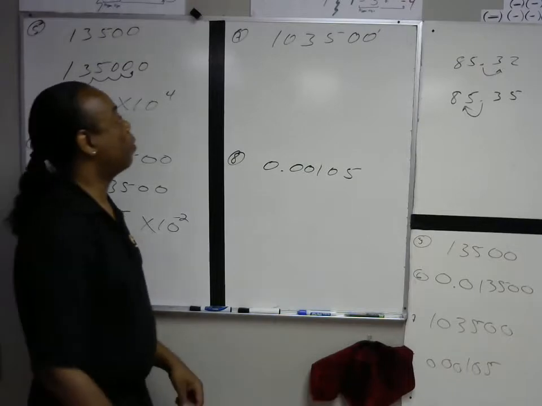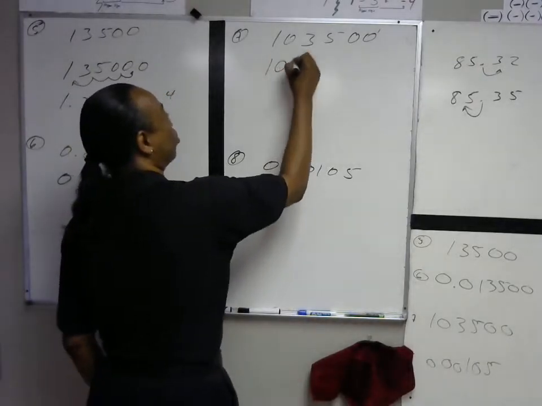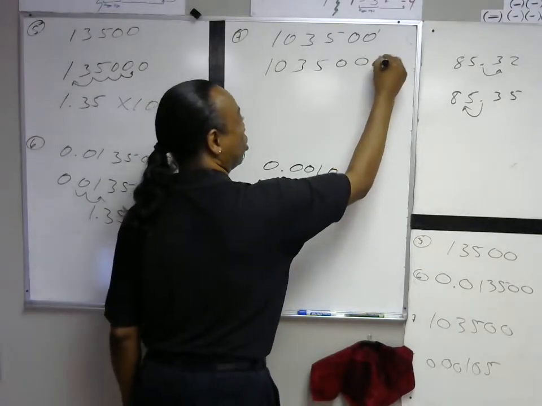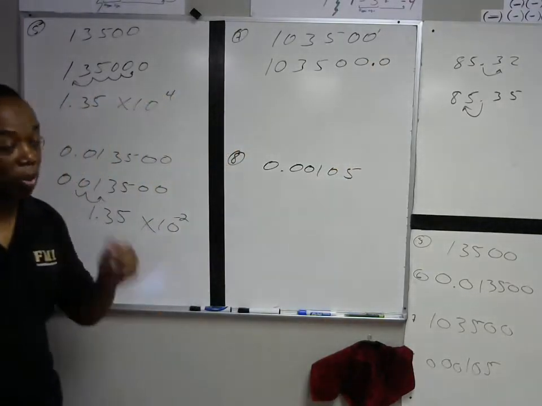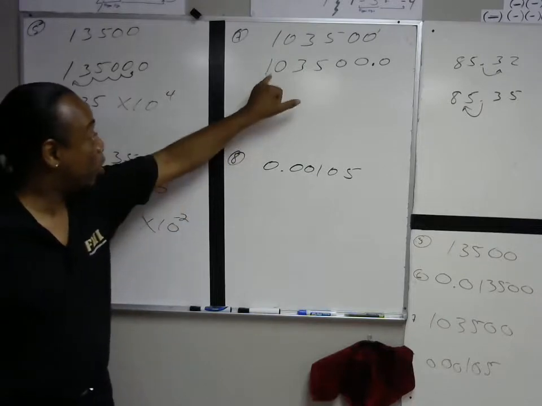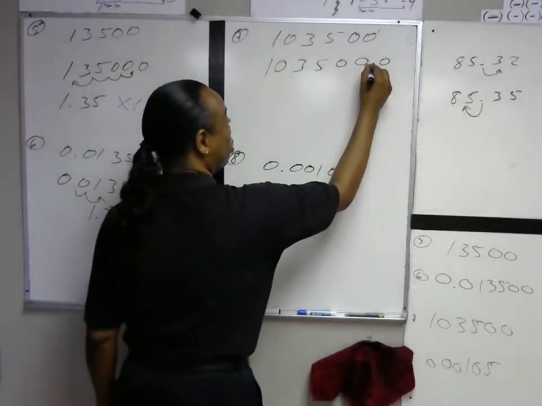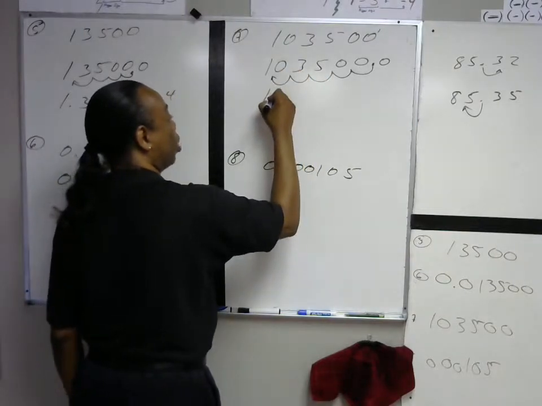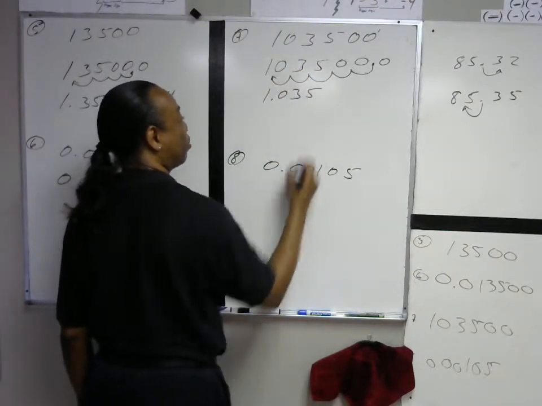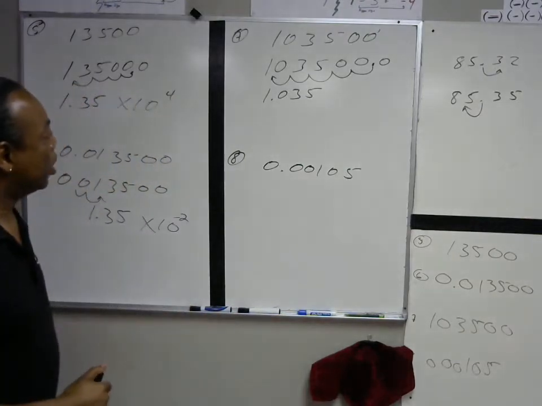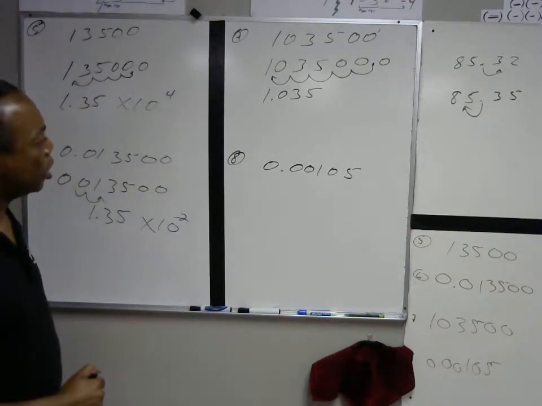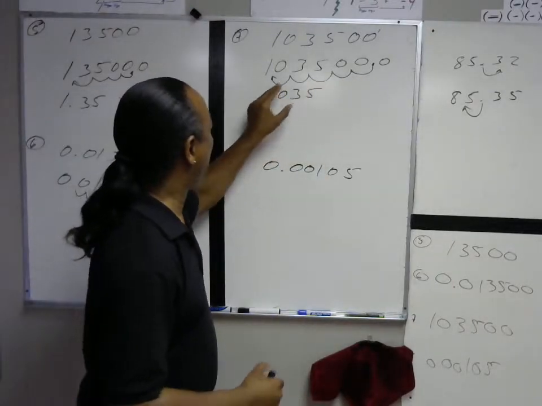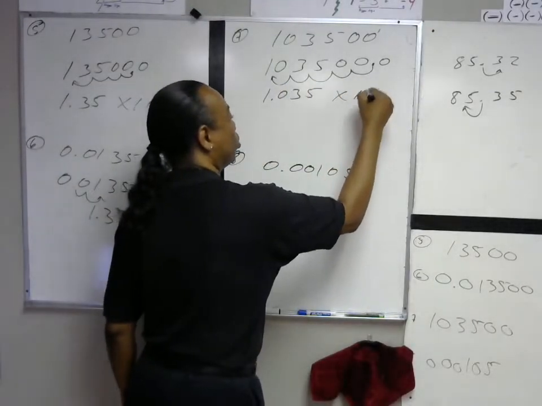Okay, over here. This is 103,500. Your decimal is right here. I'll put a .0 to represent where the decimal is. And we want to move that decimal right there. So 1, 2, 3, 4, 5. So this is 1.035. And furthermore, we have 1, 2, 3, 4, 5 moves. So times 10 to the 5th.